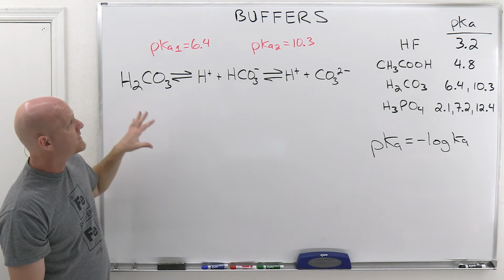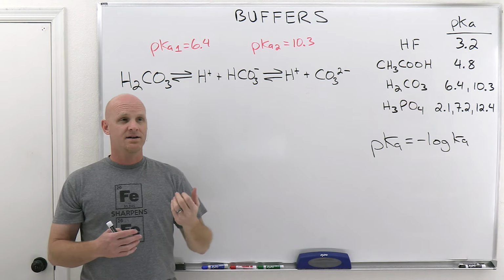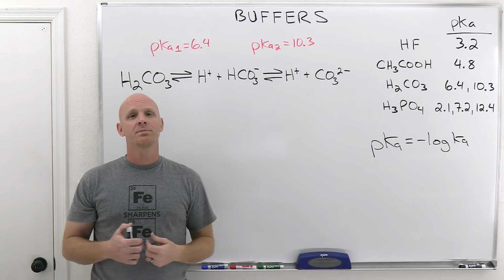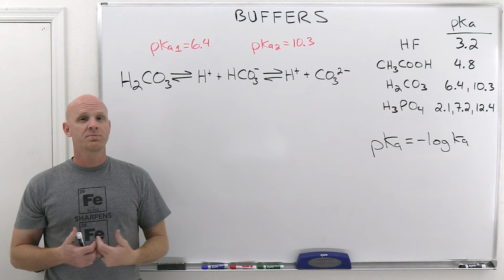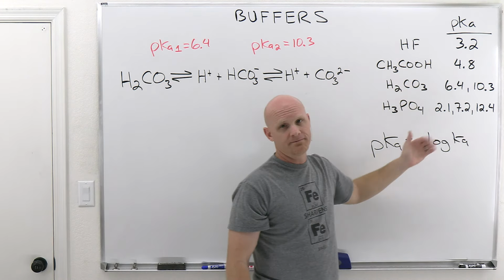All right, so now we kind of have an idea of what a buffer is. We know how to look at what it is composed of, weak acid and conjugate base or weak base and conjugate acid, same difference, and we know how to predict when a buffer is appropriate, for what pH range. And again, that's the pKa plus or minus 1.